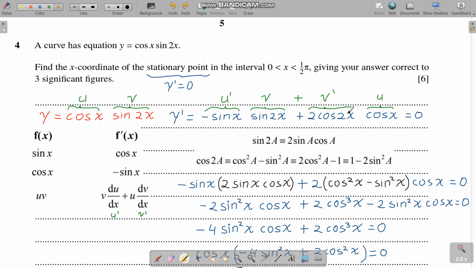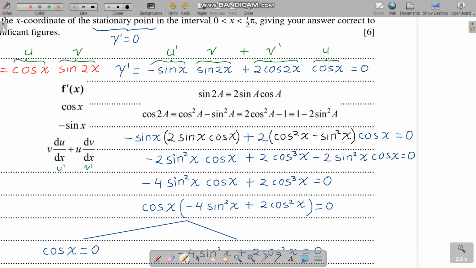We are solving this y prime equals 0. So here we have the angle 2x and x. We cannot do anything so far here, so we have to use the double angle formula in MF19. For sine 2x, we have no other options. We have to use 2 sine x cos x here.